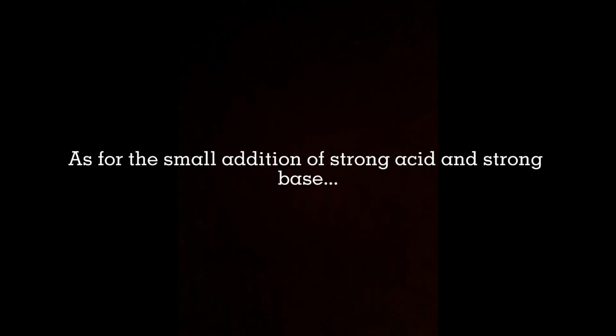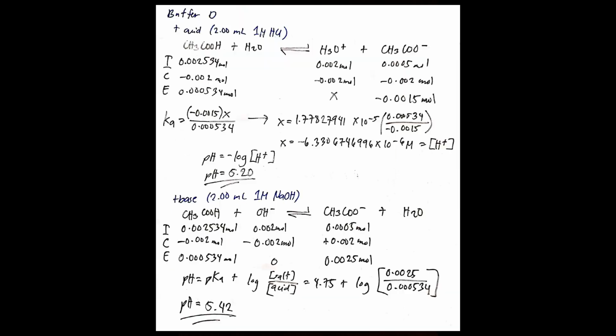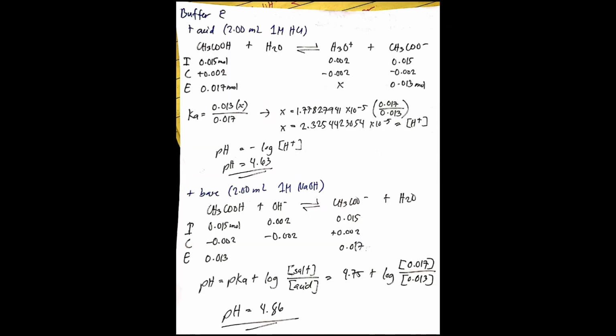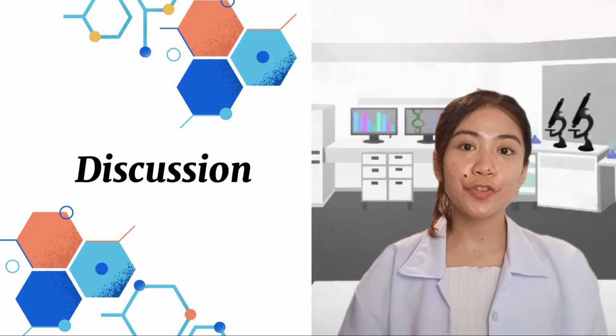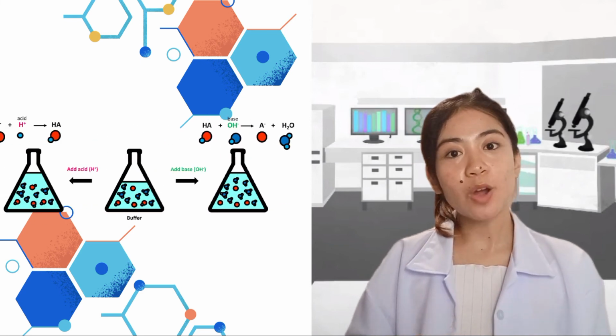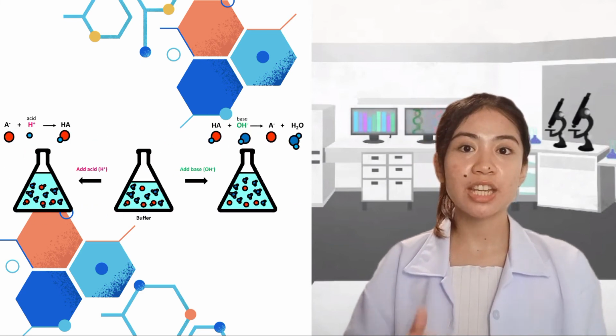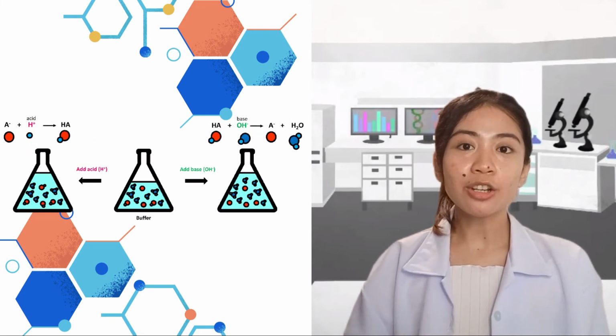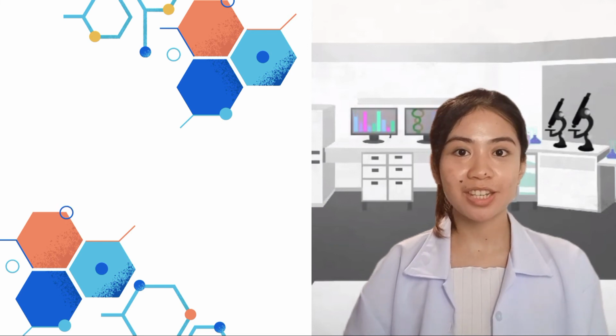As for the small addition of strong acid and strong base, here is the pH changes for buffer A, here is for the buffer D, and finally here is for buffer E. In this experiment, different types of buffers were prepared to understand the relationship between its composition and its behavior towards the addition of acid or base. Here are some buffers prepared with its corresponding pH.